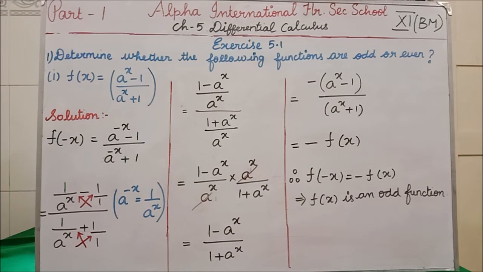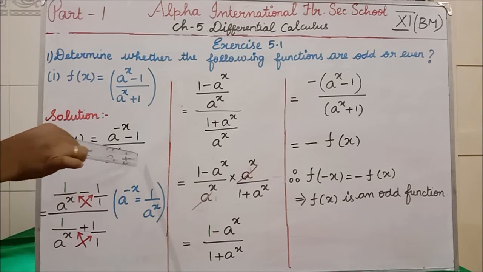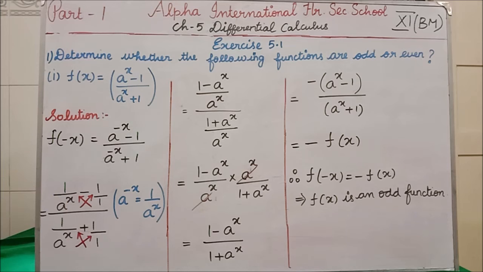The same thing we are going to apply here. A power minus x means 1 divided by a power positive x. So minus 1. Since I don't have a denominator, I am considering it as 1. In the next term also a power minus x, so a power minus x means 1 divided by a power x. Plus 1, here no denominator, I am writing plus 1.